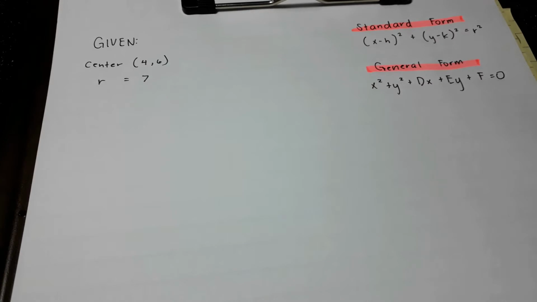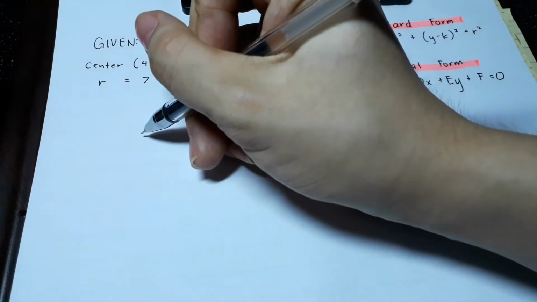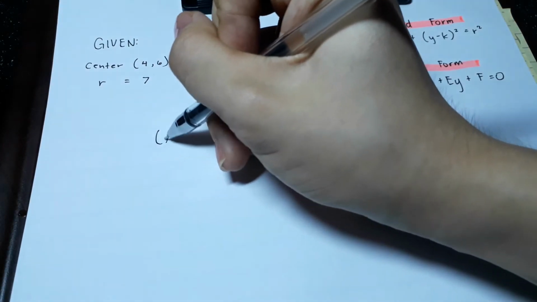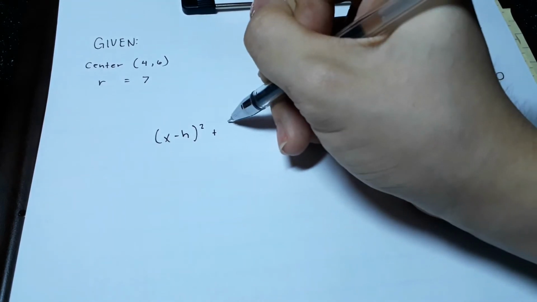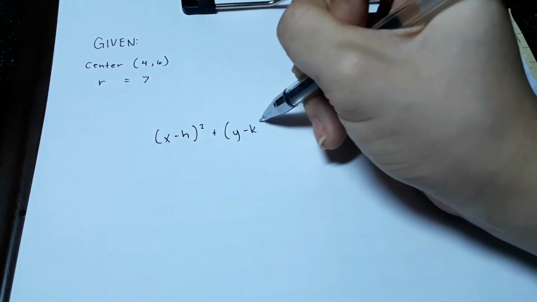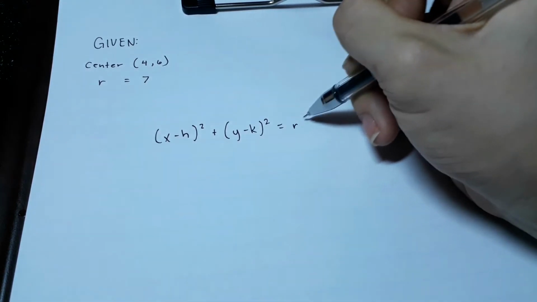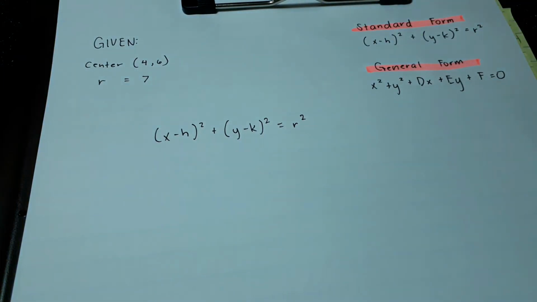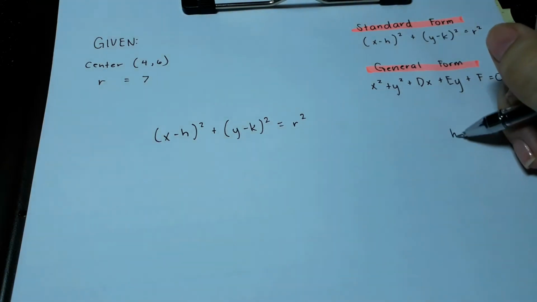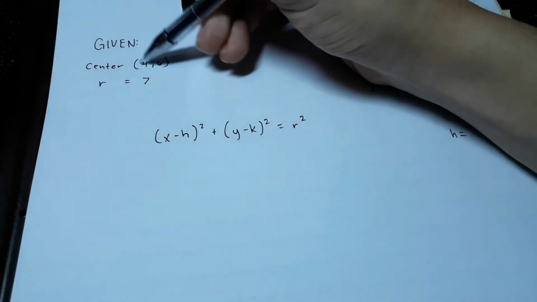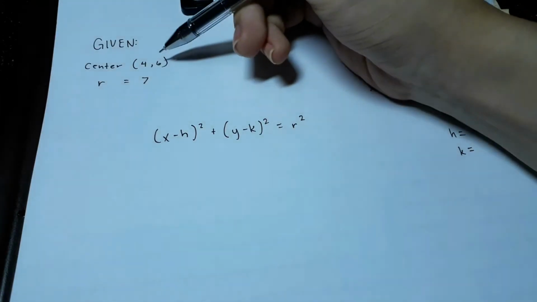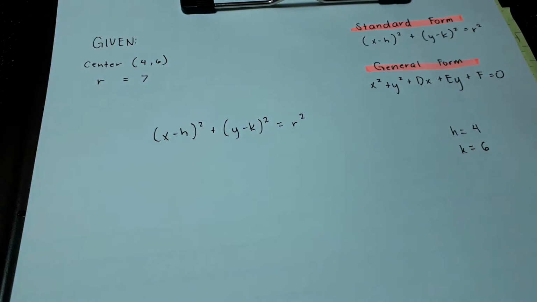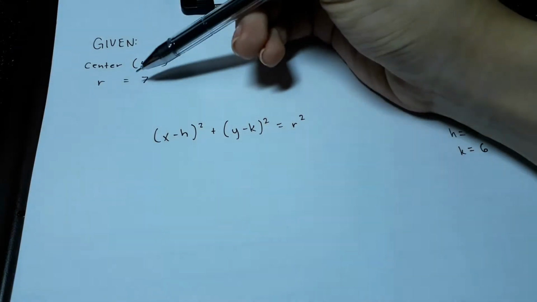Okay, so let us first copy the equation of the standard form. We have (x - h)^2 + (y - k)^2 = r^2. We must remember the value of h is equal to 4, while the value of k is equal to 6. And of course, the radius is equal to 7.